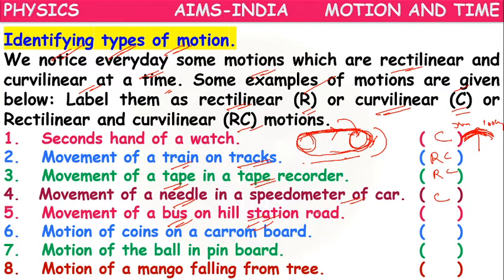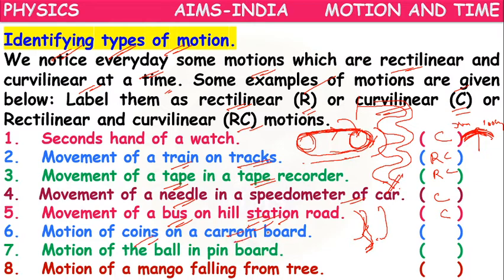Movement of a bus on a hill station road. If you go to Tirumala, or if you travel on any ghat road, you have to go up into the hill. There, the whole ghat road will be there, from the bottom of the hill up to the top, like Tirumala hill station. There your motion is considered as curvilinear.